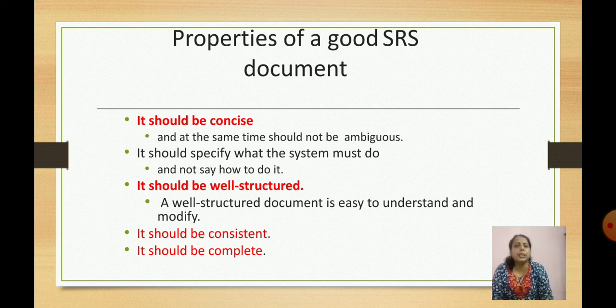Okay. And the next is it should be well structured. A well structured document is easy to understand and modify. Means if the SRS document is well structured, then it can be modified, because the SRS document goes through several revisions with the customer and with the project manager or the system analyst. So the SRS document is modified various times. If it is well structured, then it is easy to understand and easy to modify.